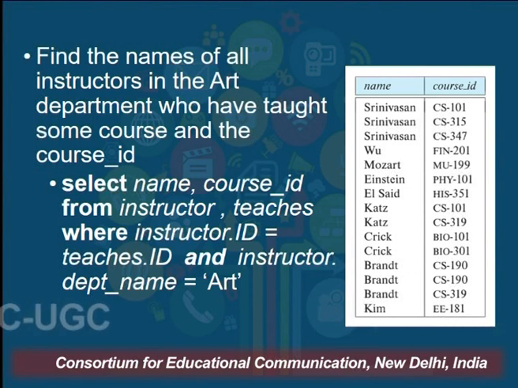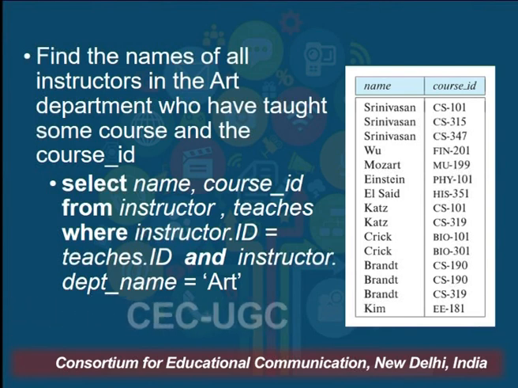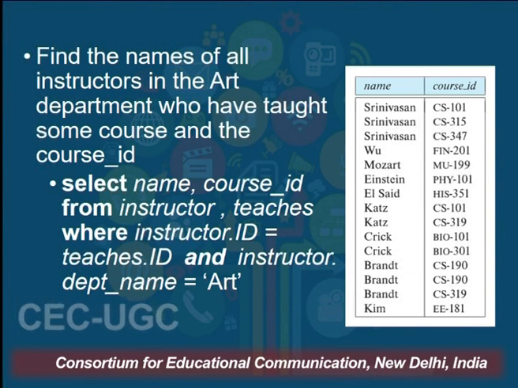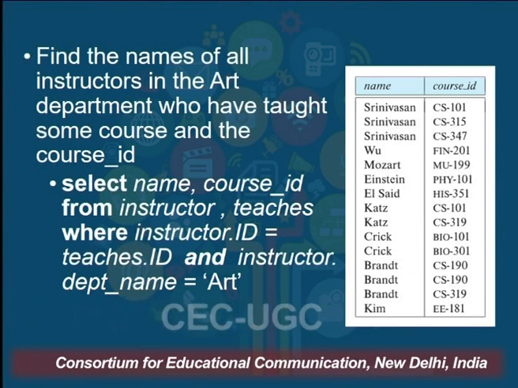For the instructors who have taught some course, we have the clause instructor dot ID is equals to teachers dot ID. But apart from that, we also need the department name is equals to art. So, we are going to write instructor dot department name is equals to art, and art, as it is a string, we need to enclose it in single inverted commas. Now, please be careful that the department name is being prefixed with the name of the table or relation, which is instructor.